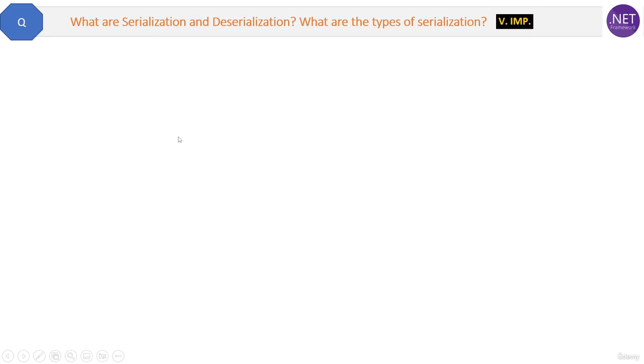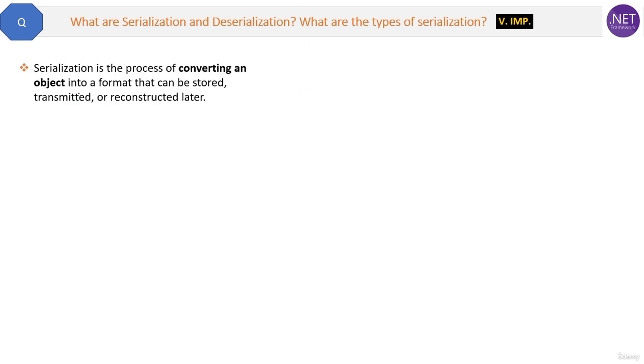What are serialization and deserialization? What are the types of serialization? Very important question. Let's see the definition of serialization first. Serialization is the process of converting an object into a format that can be stored, transmitted, or reconstructed later.